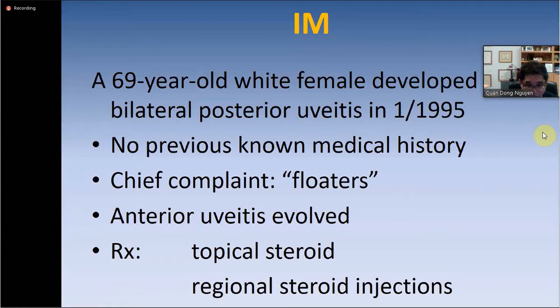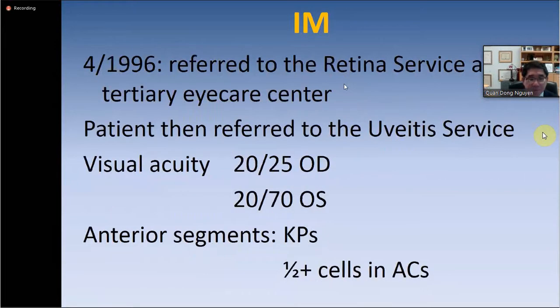There was some anterior uveitis. The patient had been treated with topical steroid and regional steroid injection. In April 1996, she was referred to the retina service at a tertiary care center, after which they saw cells, 2 plus cells, in both the front and the back part. So they said, forget it, we don't have time, we'd rather just look at the macular lesion. So they then referred her to the uveitis service.